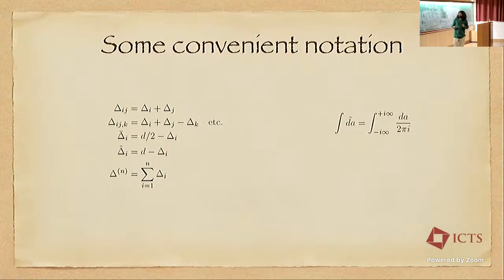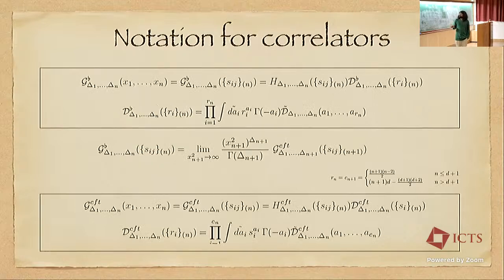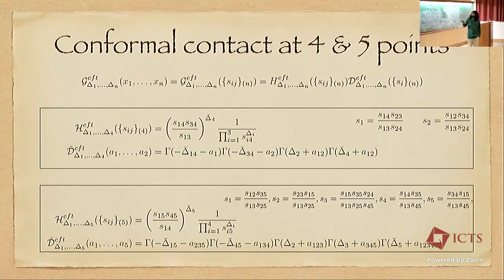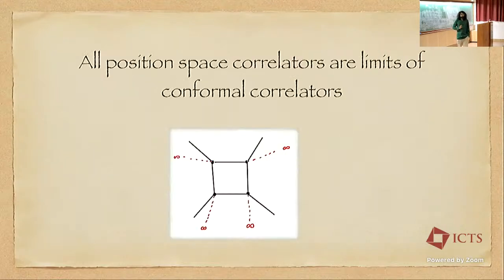The next couple of slides are not so important, but just to say that these conformal contact correlators are objects that you can easily compute, and you can write down formulas for them, let's say at 4 points, 5 points, and so on. So we have some technology for how to compute these conformal contact correlators in Mellin space and so on that I won't get into. But this result is true for now for any Feynman diagram.